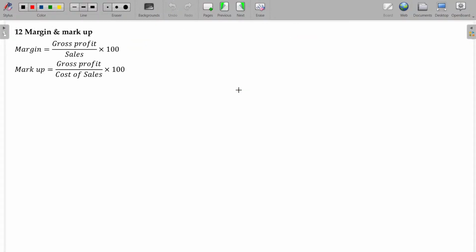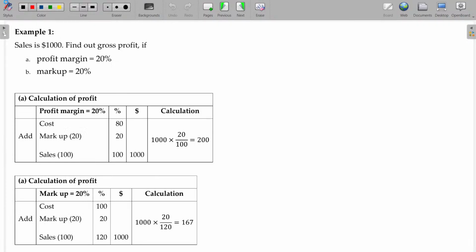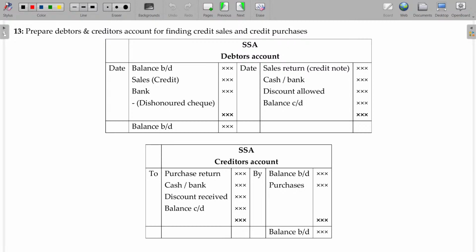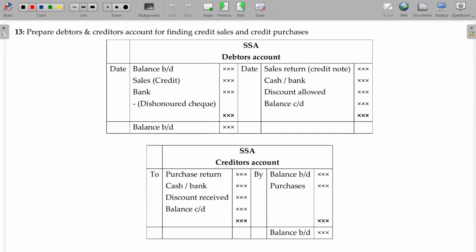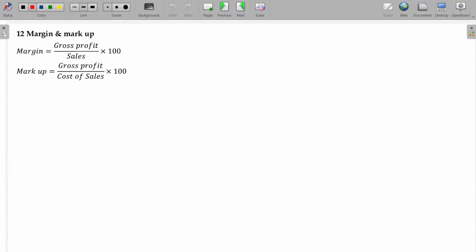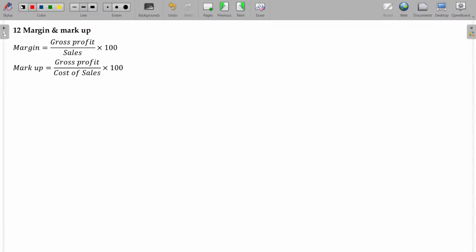Let's now move on to margin. You have to understand the last adjustments before we go for the comprehensive illustration. And the 13th one is very simple. So 13 adjustments I am going to guide you through here. The 12th point to be noted while preparing the financial statement is understanding margin and markup.